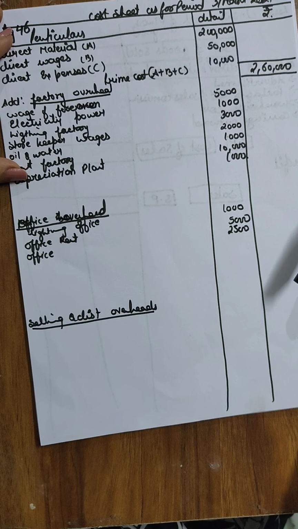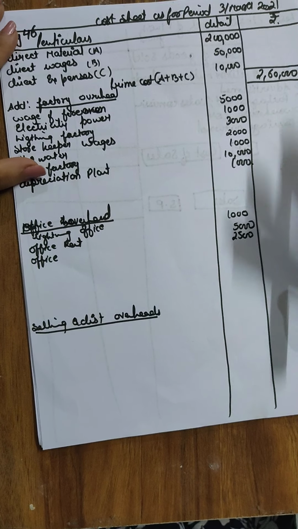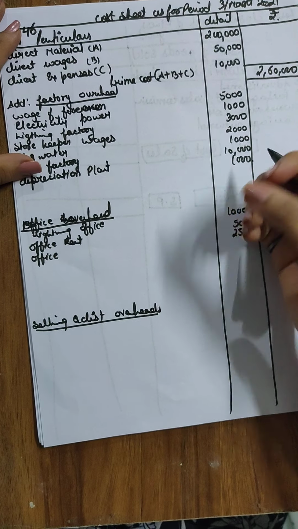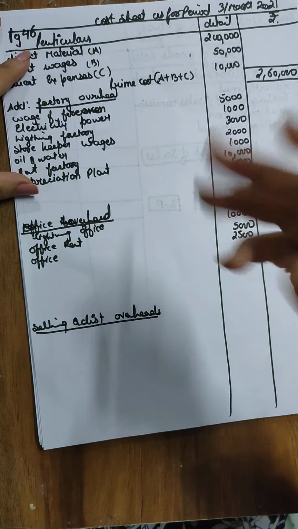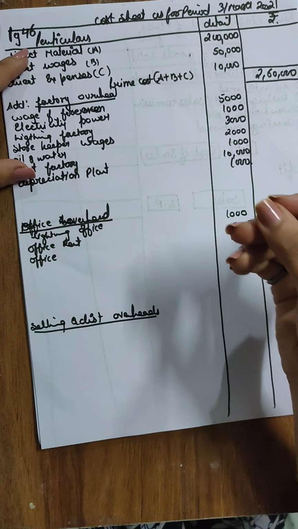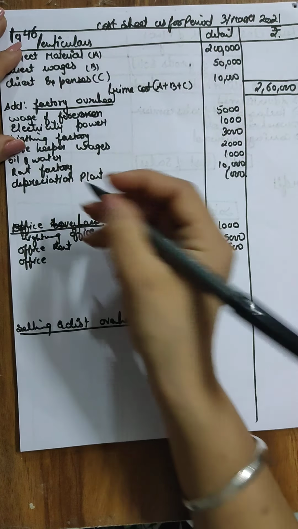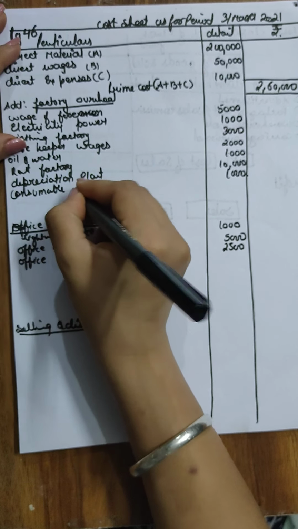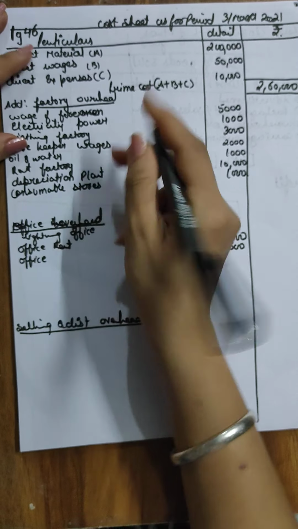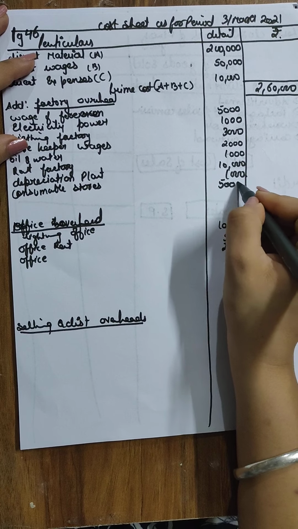Next is given to us consumable stores. So consumable stores are basically the things related to our production in the factory, like nuts and bolts, greases, anything consumable that is being used in everyday process. So I'm writing over here consumable stores. This is basically related to the things to be used in the factory, and comes as 5,000 over here.